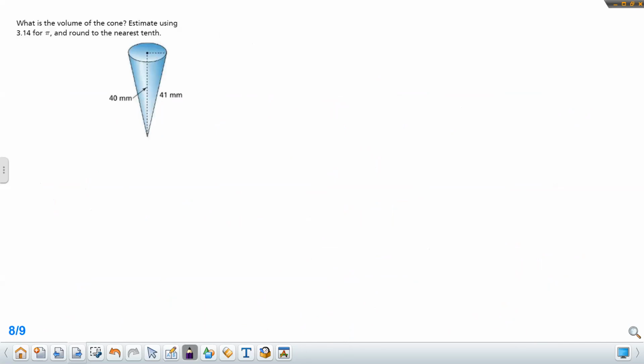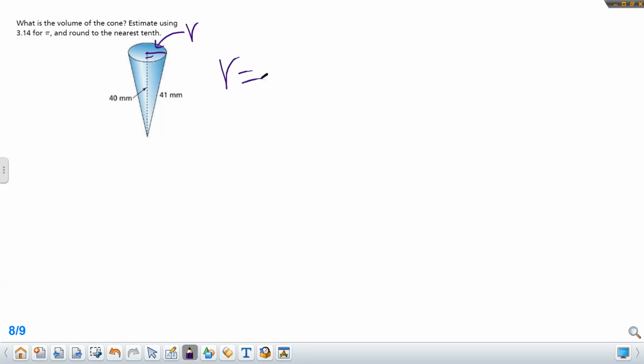This was number 3. Number 4. What's the volume of the cone? Estimate using 3.14 for pi and round to the nearest tenth. What's the rule of volume? Yes, excellent. 1 over 3 pi r square height. But here you have no radius. The radius is the distance between the center of the circle and any point on this circle. So how to find it? Using this right angle triangle inside the cone.